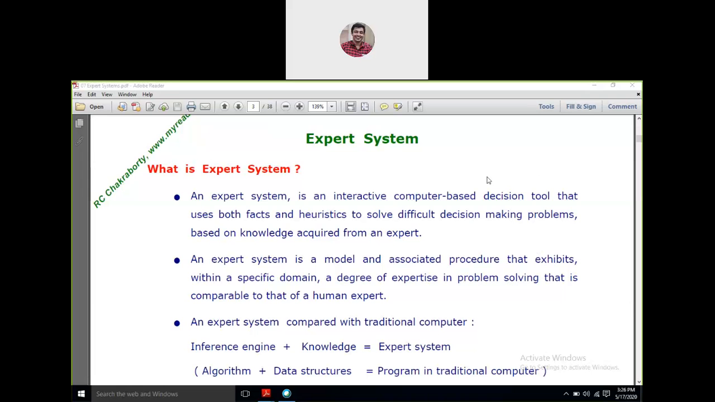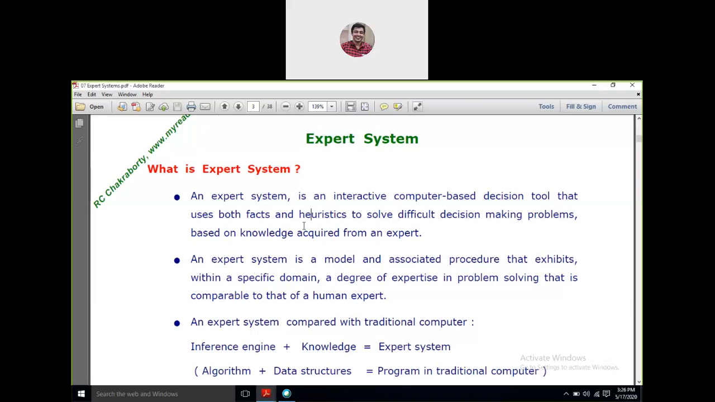Okay. So an expert system is also a model, an associated procedure that exhibits within a specific domain a degree of expertise in problem solving that is comparable to that of a human expert. There's a term called expert. What do we mean by the system being expert?